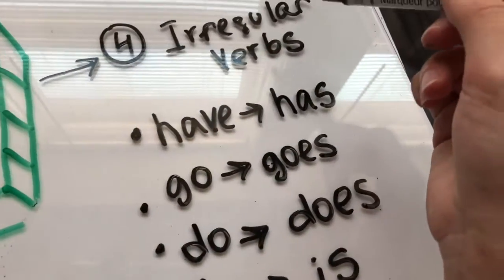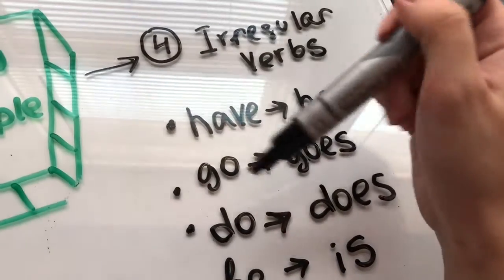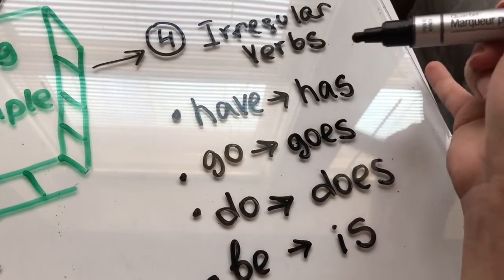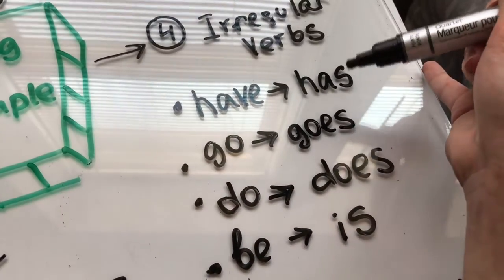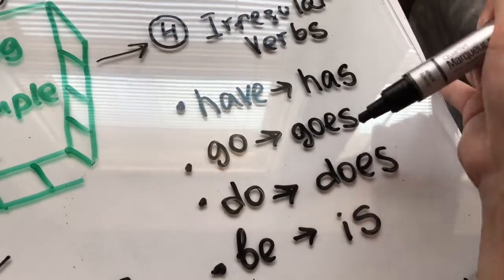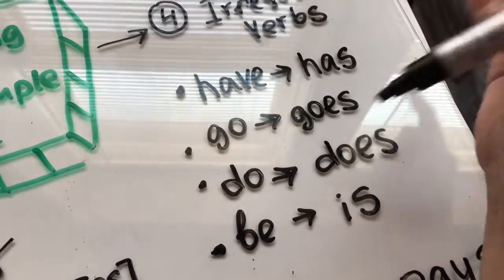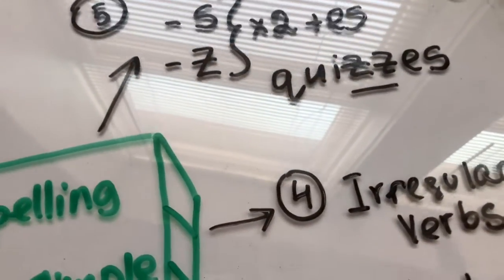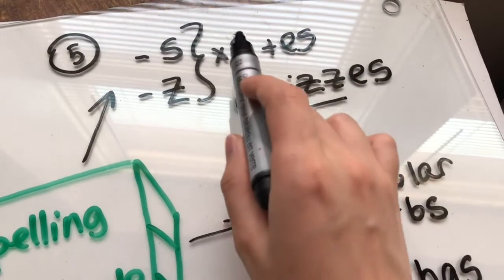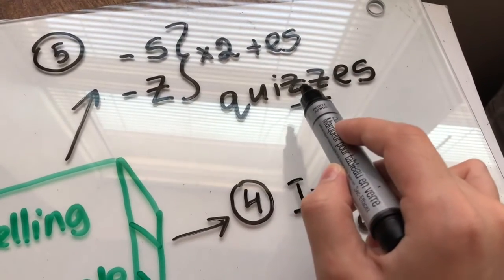Rule number 4. Irregular verbs. These verbs don't follow any rule. You need to memorize them. Know these verbs by heart. I have, she has. I go, she goes. I do, he does. Be, is. Rule number 5. If your verb ends on s or z, you need to double that consonant and add es. Quiz becomes quizzes.